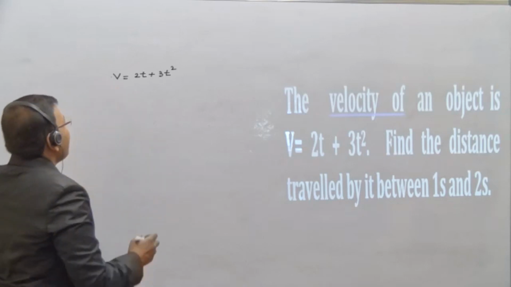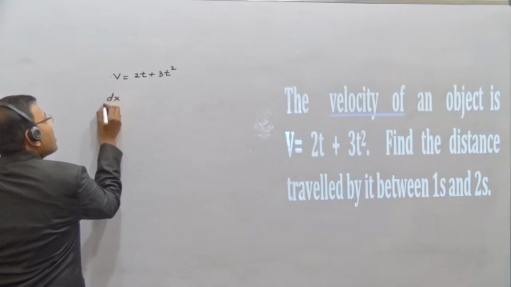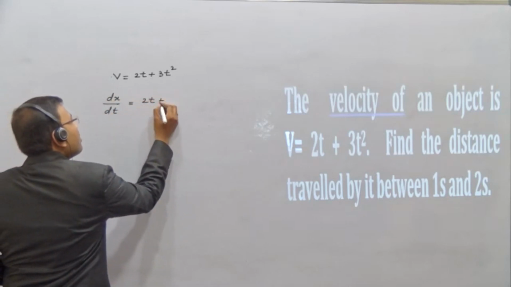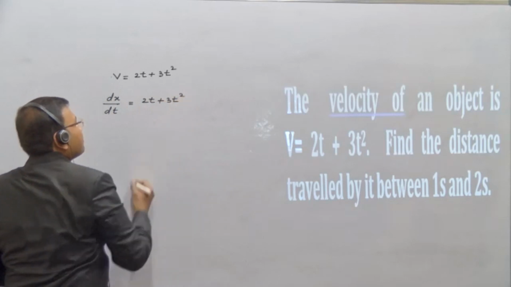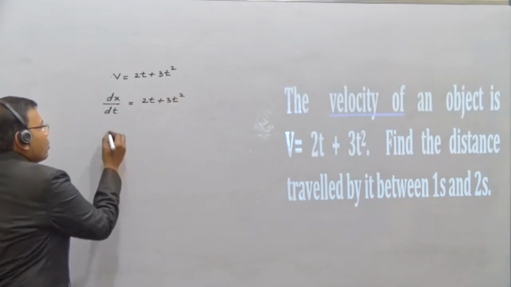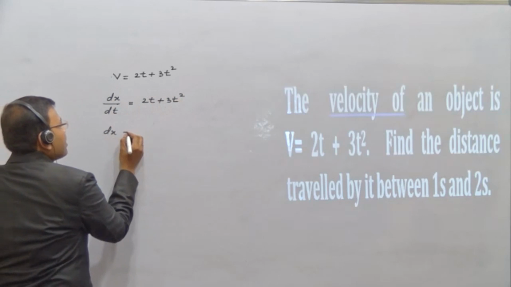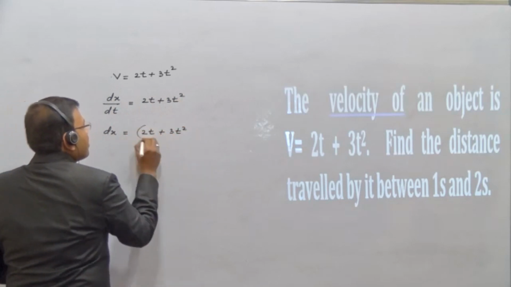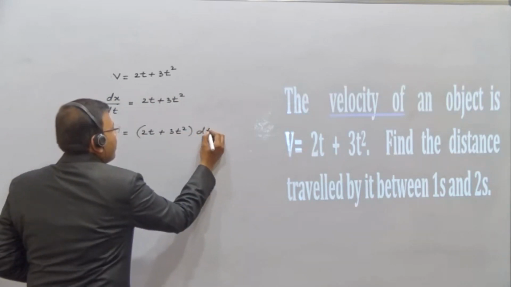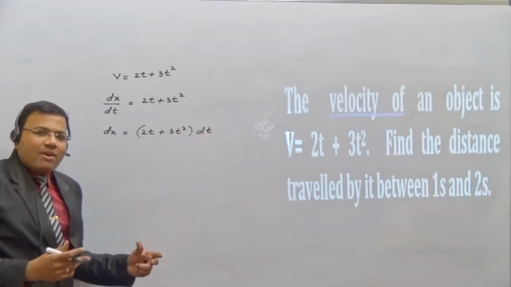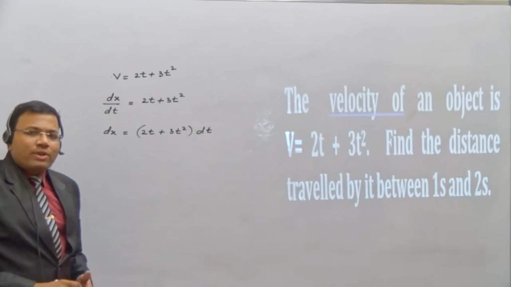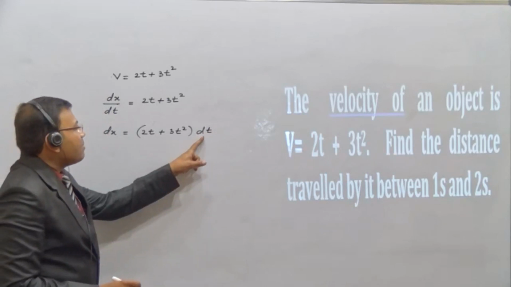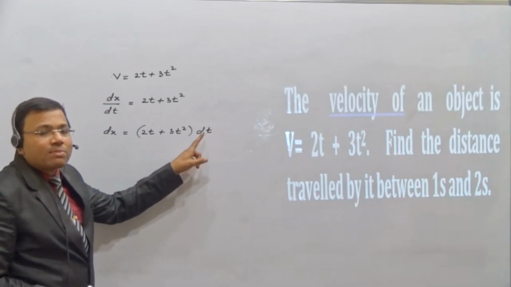So I'll take this velocity as dx by dt, and that is equals to 2t plus 3t square. Now the next step: dx is equal to 2t plus 3t square, just cross multiply it. I'm getting here dt. We have studied the concept of integration with respect to dx. Here it is with respect to dt, integration with respect to dt.